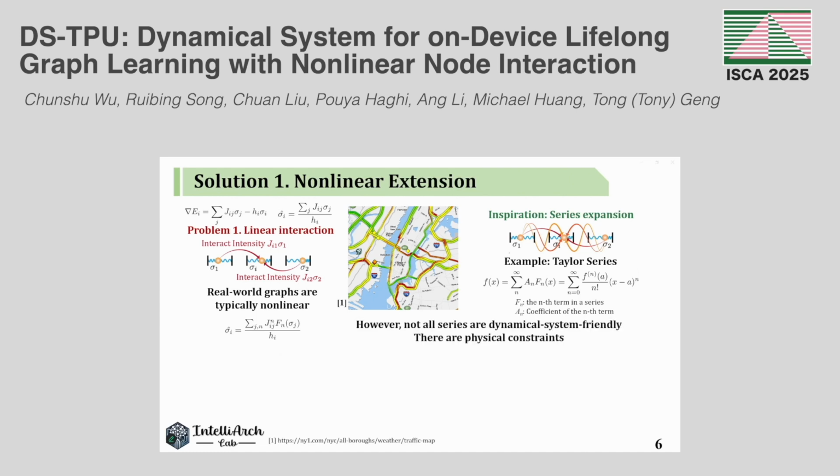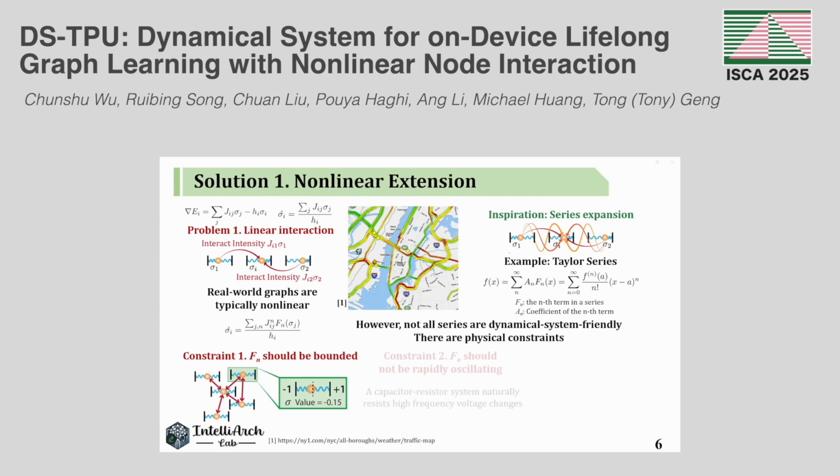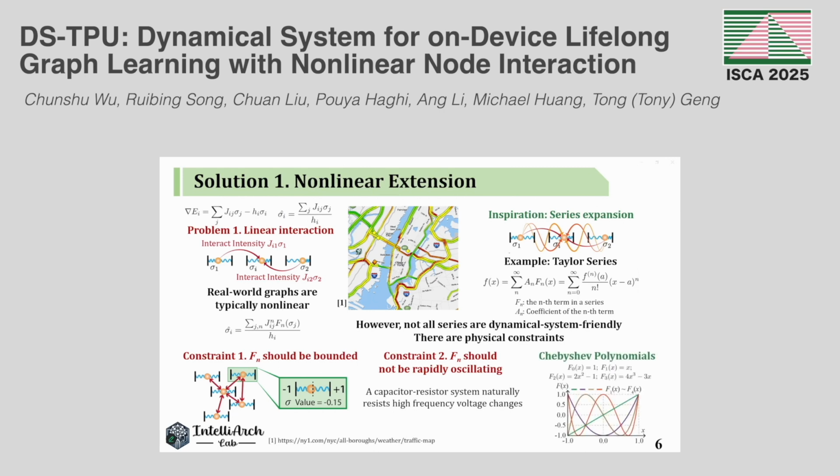However, there are some constraints that apply. The first is that each term in a series must have an upper bound and a lower bound to satisfy the physical limitation of voltages. And the second is that each term should not oscillate too much. So probably polynomials are better than the Fourier series. And finally, our choice is to use the Chebyshev polynomials for their bounded and slowly varying features. As you can see, for x between -1 and 1, each term is also limited in that range, satisfying the physical constraints.